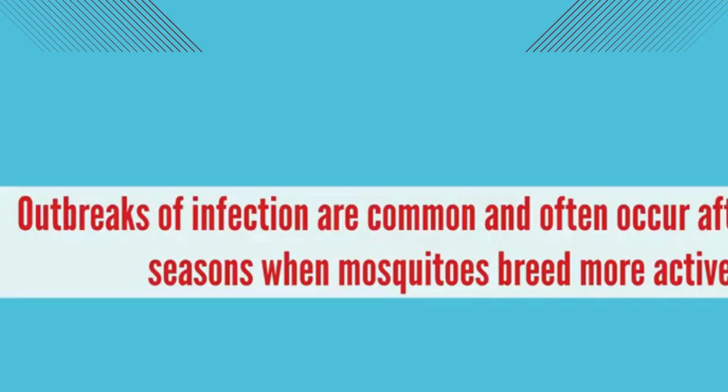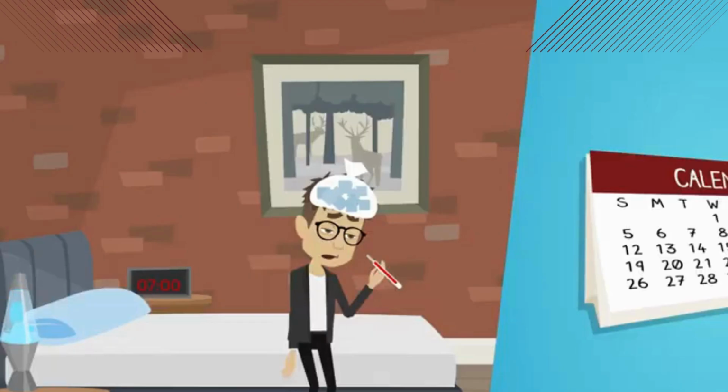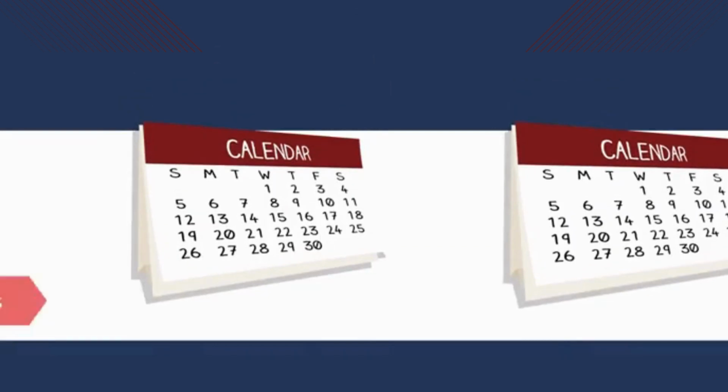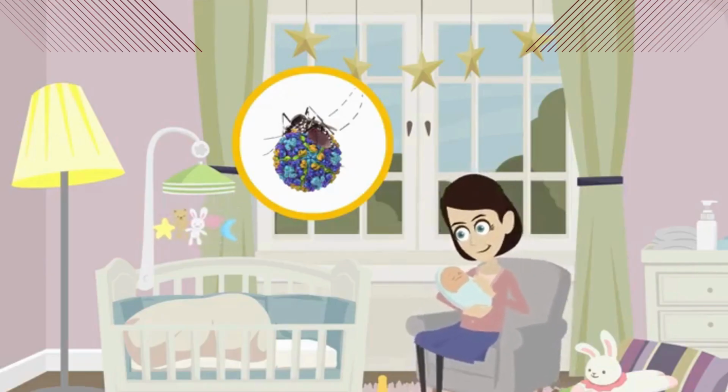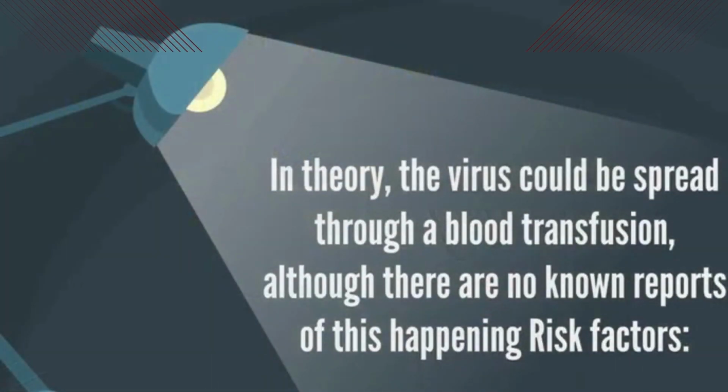Outbreaks of infection are common and often occur after the rainy seasons when mosquitoes breed more actively. After being bitten by an infected mosquito, the onset of illness occurs usually between 3 to 7 days, but can range from 1 to 12 days. The virus is transmitted rarely from mother to newborn around the time of birth. In theory, the virus could be spread through a blood transfusion, although there are no known reports of this happening.